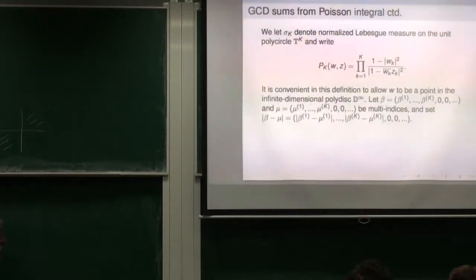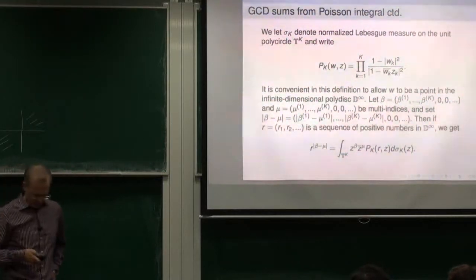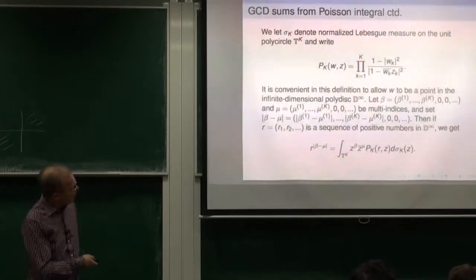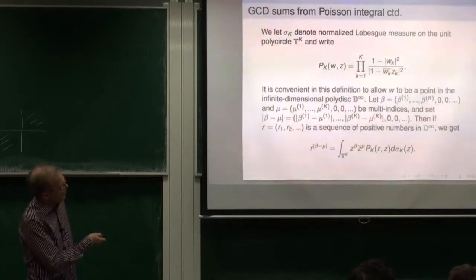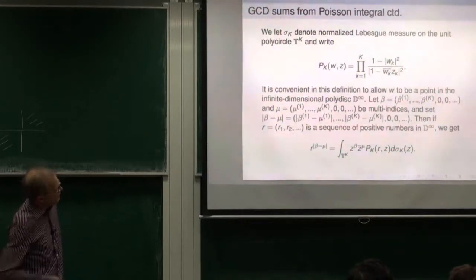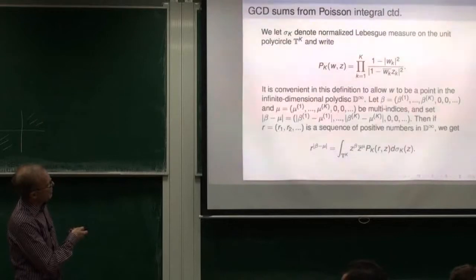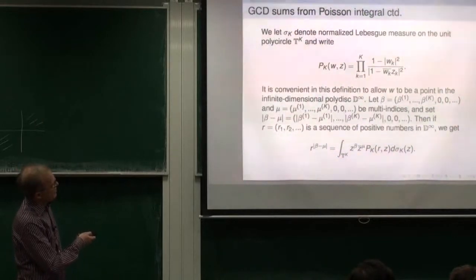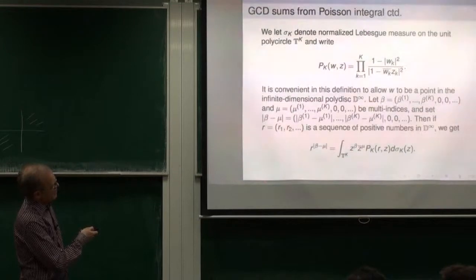Okay, well, then the formula that I had in one variable becomes this on the polydisc. R to the multi-index beta minus mu. R is now a sequence. So this is multi-index notation for raising R to the power the first index times the second, and so on.